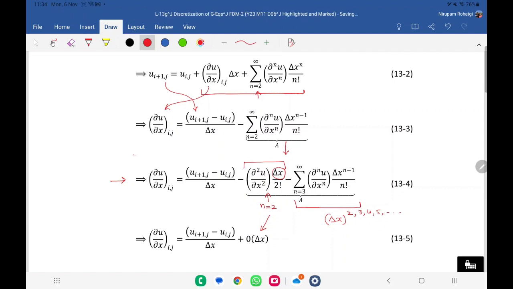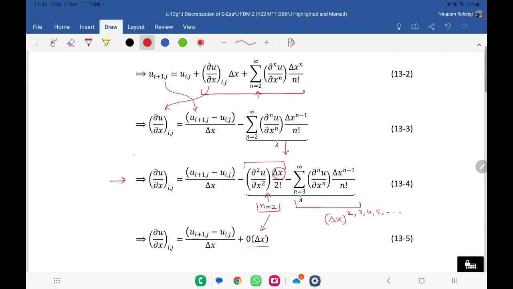So the most significant term is this. We write it like this, O in the bracket, as the most significant term. This only shows what will be the order of error.